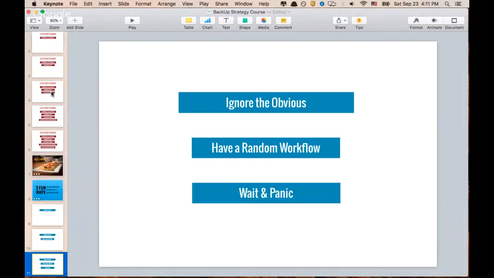Now, the third way is kind of what we just talked about, to wait and panic. What do I mean by that? Well, if you don't want to back up, you can just wait there until the hard disk fails and then panic. So I hinted at an incident that happened to me about now 4 or 5, well, actually more than that, years ago.